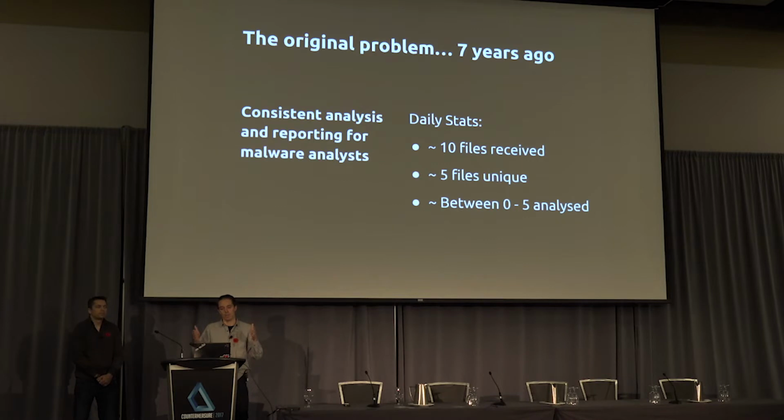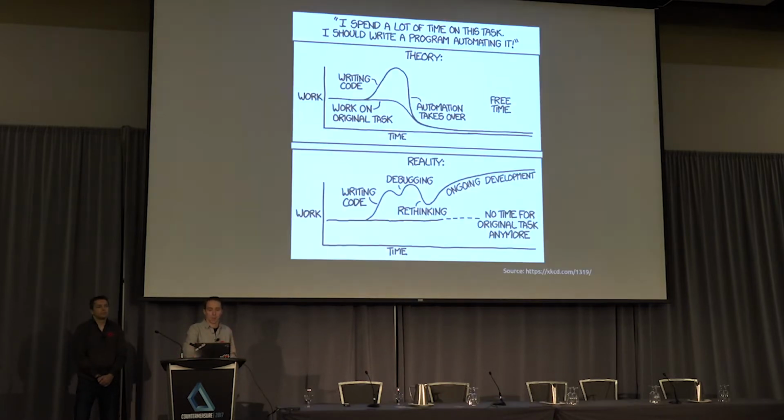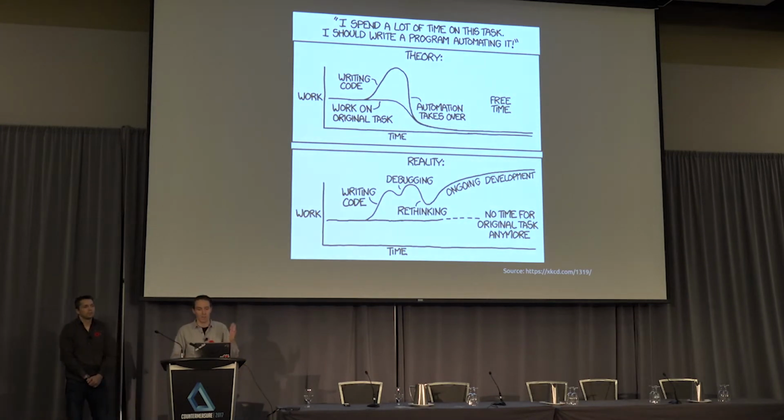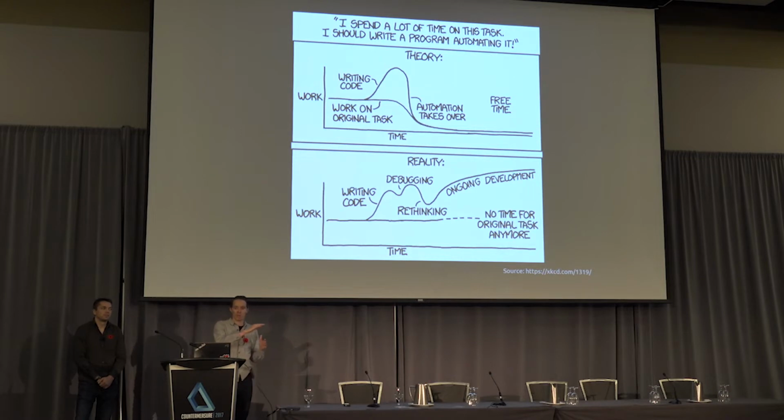So our mission, our vision statement, was we wanted to have consistent analysis and reporting for malware analysts, right? We're developers, we can solve our own problems. So we started automating, right? And everyone who's used the internet has probably seen this comic before. The idea being that you start writing some code, it takes a little time, you stop doing the real work, and then all of a sudden the automation kicks in, and it's just great. You can sit there, look at cat videos all day, you don't really have to do anything anymore.